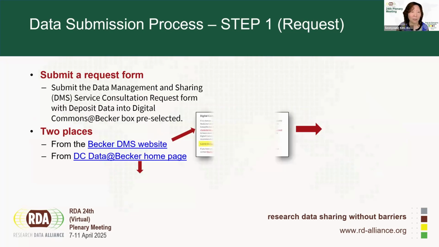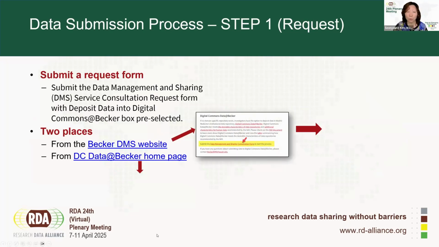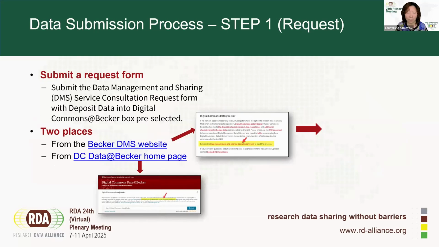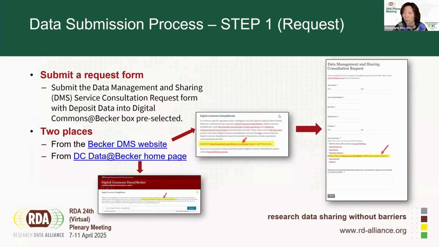So they can submit a request form from two places. The first is our website, the DMS website. The other one goes straight to the Digital Commons Data backend. And this is what it looks like. So this is just a general consultation request form, but we pre-selected it so we know this is for data repatriation, and they can provide the details.